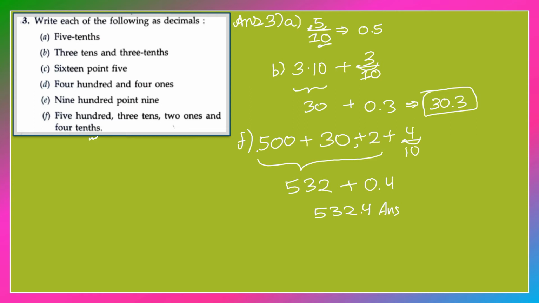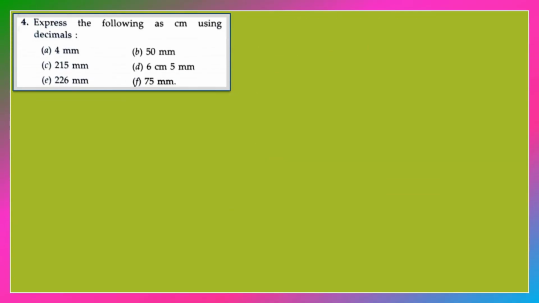Question number 4. Express the following as centimeter using decimals. So it is a pretty easy question. So for answer 4, remember that 1 centimeter equals 10 millimeters. It means that 1 millimeter equals 1/10 of a centimeter. So simple.